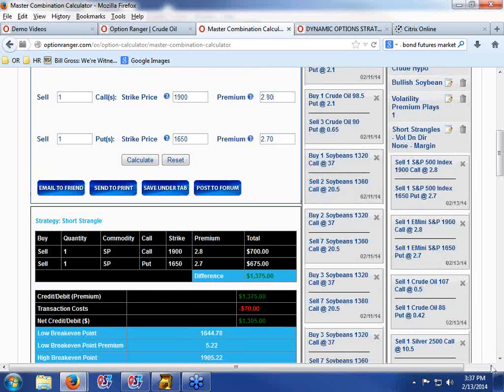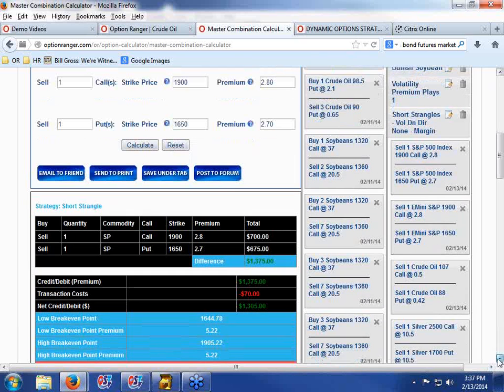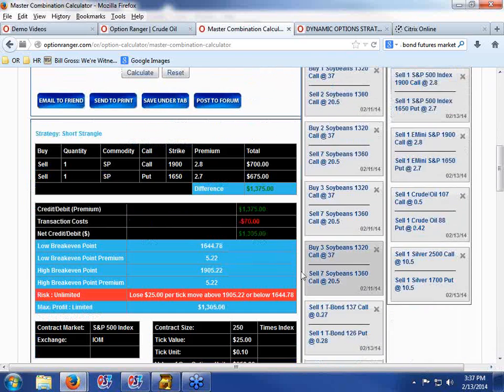And obviously you can change these strike prices based on your outlook. So let's look at the trade. We're collecting 700 plus 675. This is on the large contract. So the net credit is 1375. That's what you're collecting because you're selling premium.